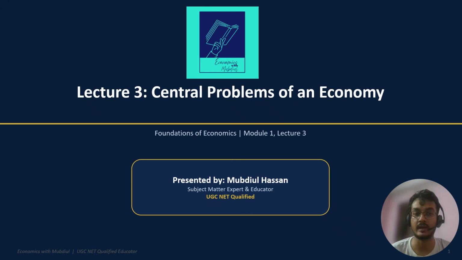I hope you have watched our previous two lectures because today's topic builds directly on them. In lecture 1, we answered the question, what is economics? We learned that economics is the study of how people make choices because resources are limited while human wants are unlimited. In lecture 2, we discussed two very important concepts, opportunity cost and the production possibility frontier. We learned that every choice has a cost, and the production possibility frontier shows us that producing more of one good usually means producing less of another.